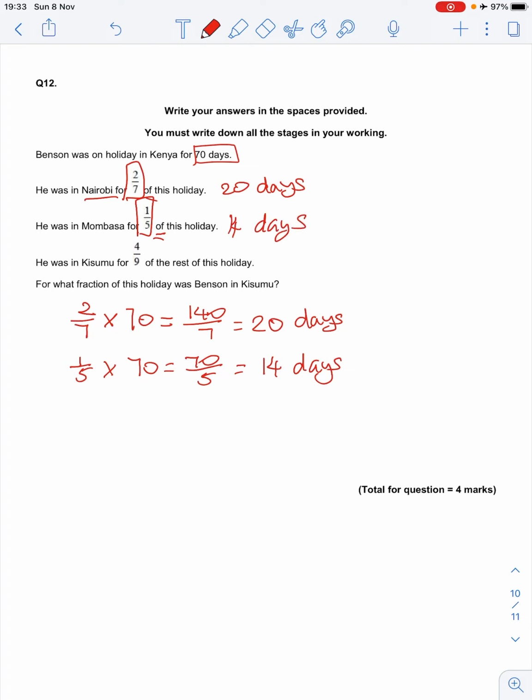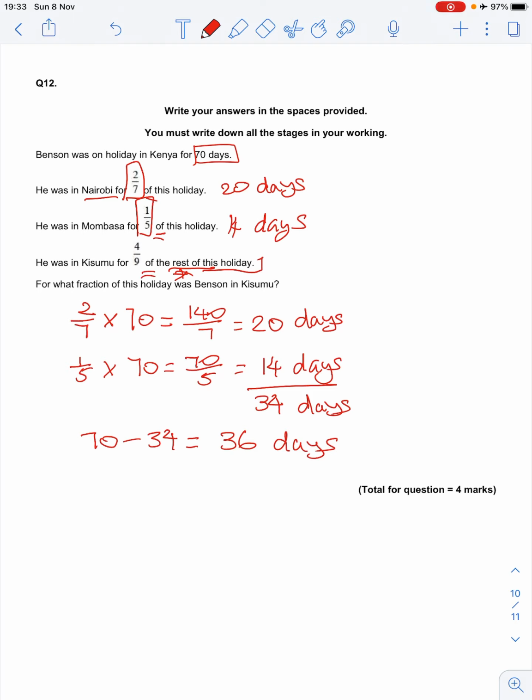And he was in Kisumu for 4 over 9 of the rest of his holiday. For the rest, so the important thing is for the rest of the holiday. So how many days has he had? So 20 plus 14 which is 34 days. So how many days does he have left? 70 take away 34 equals 36 days left.